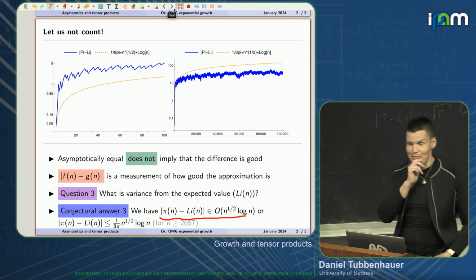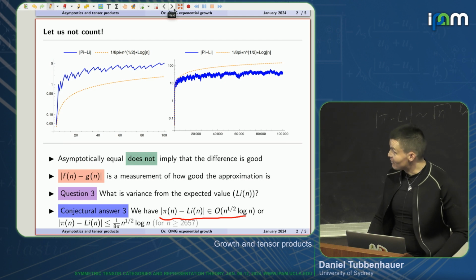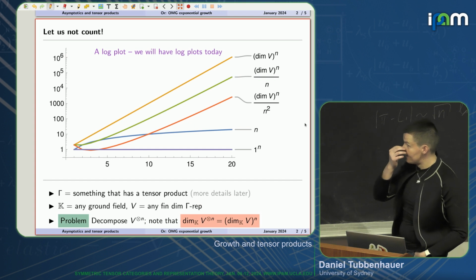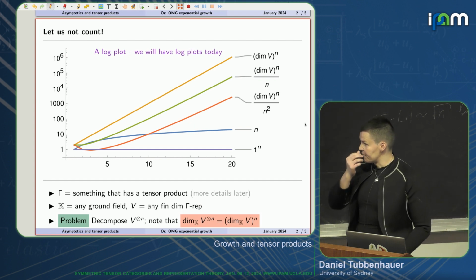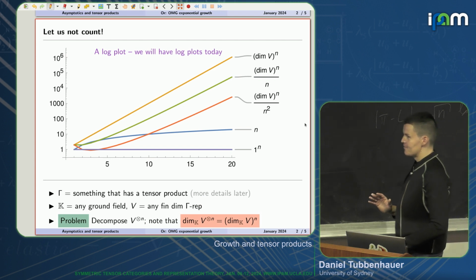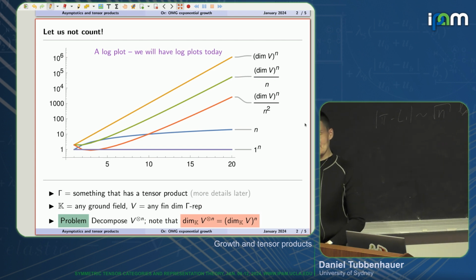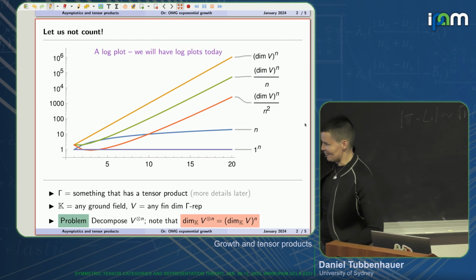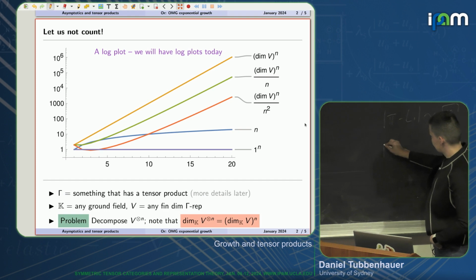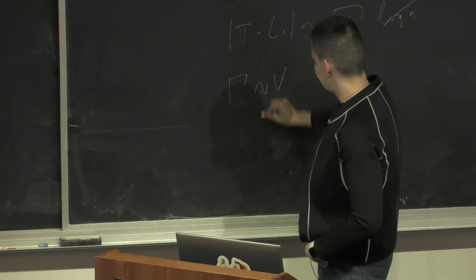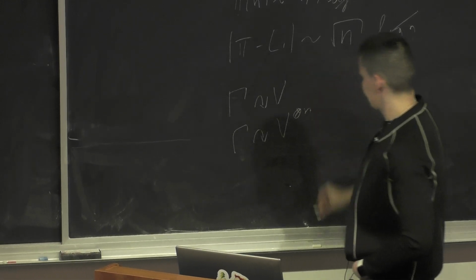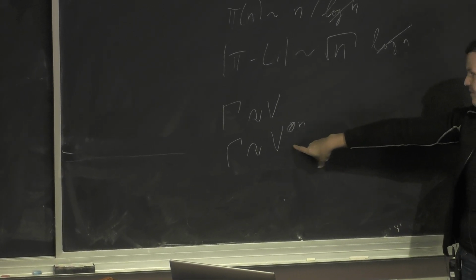And I guess this is not a prime number conference, so maybe, again, I have a log plot here. A line in a log plot is an exponential function. And let's just be vague for now. Let's say gamma is something that has a tensor product, so I can write down a tensor product, and it acts on V. Gamma acts on V, and then I can get an action on V to the n, and I want to decompose this space, right?